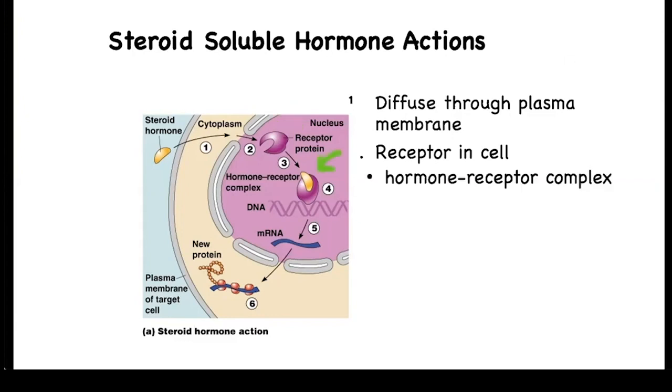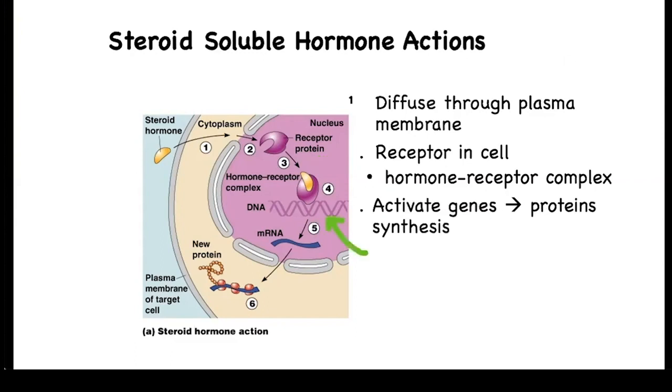When the hormone binds to its receptor, it forms a hormone receptor complex. The hormone receptor complex next binds to the DNA to activate a gene or genes. This brings about protein synthesis. Either a polypeptide or a protein will be synthesized in response to a steroid hormone.